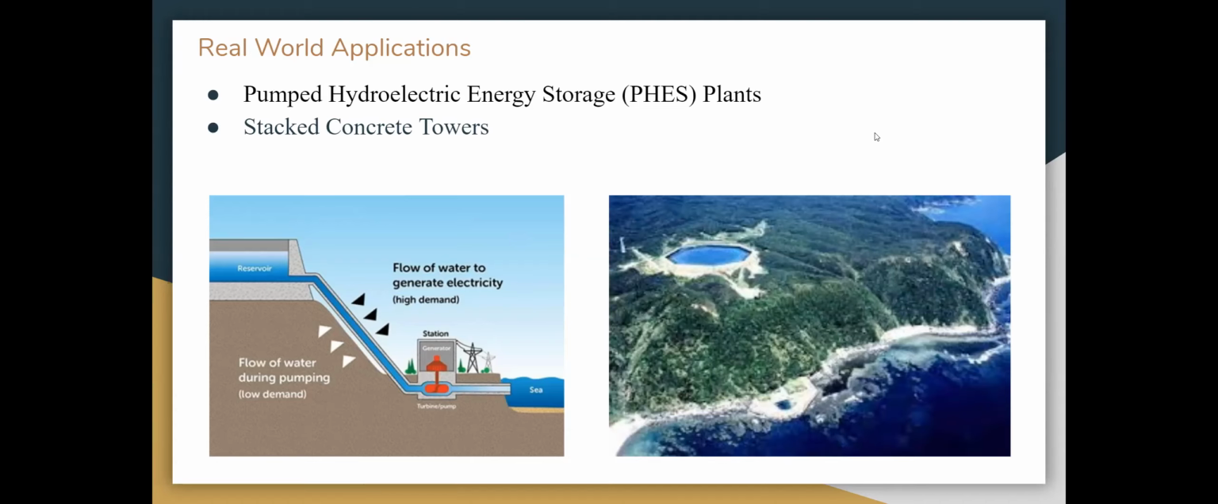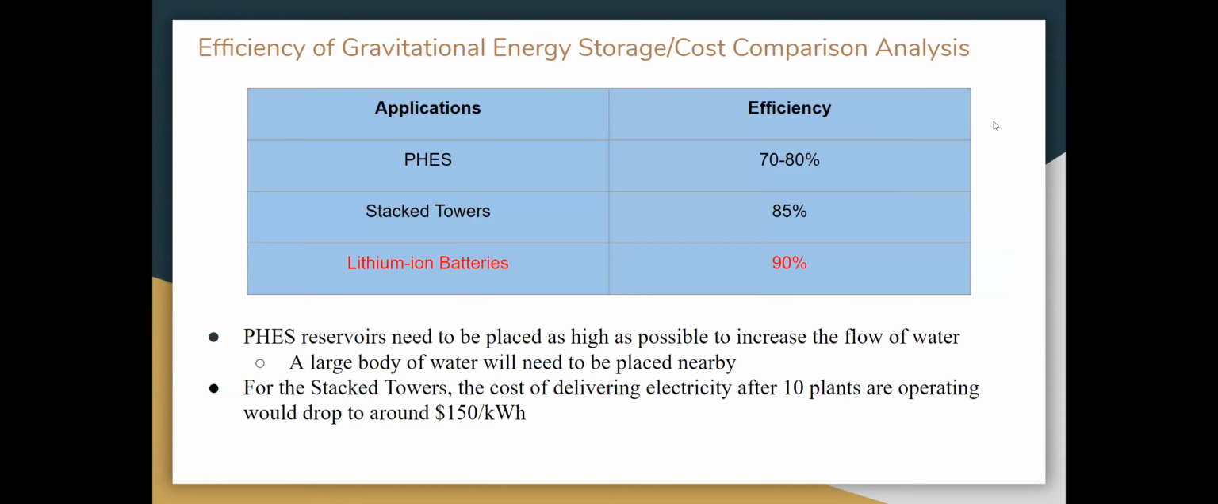Go on to the next slide. So the efficiency and cost comparison analysis of these. PHES runs at about 70 to 80% efficiency and is the most cost-effective means of storing large amounts of energy. Though PHES is most widely used, finding a site to build such a plant can prove difficult.